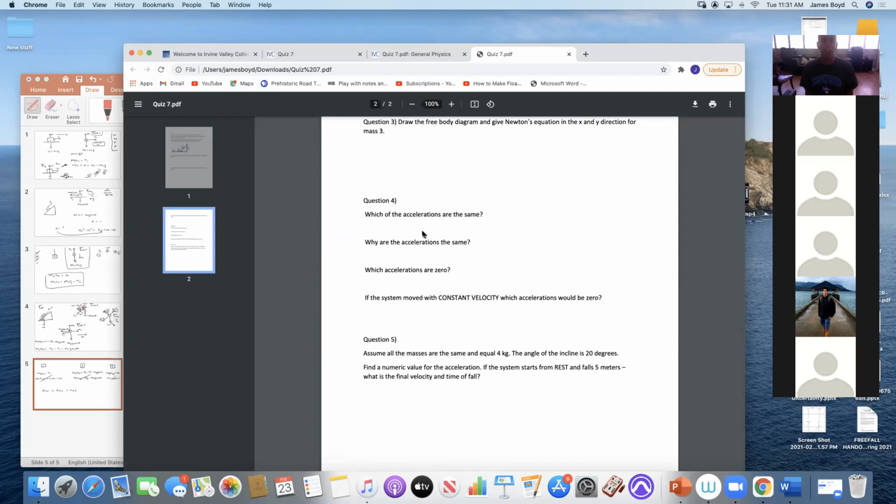Which of the accelerations are 0? The ones that are perpendicular to the surfaces because they cannot leave the surfaces. Now, if the system moved with constant velocity, which accelerations would be 0? All of them. Constant velocity means 0 acceleration. You should know that from your homework, though.